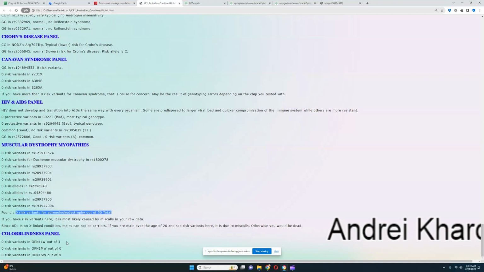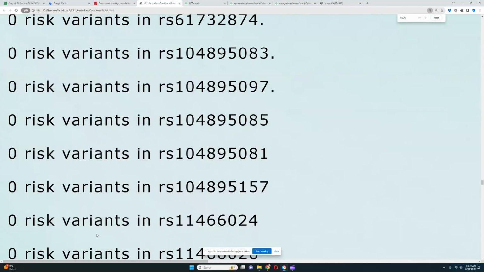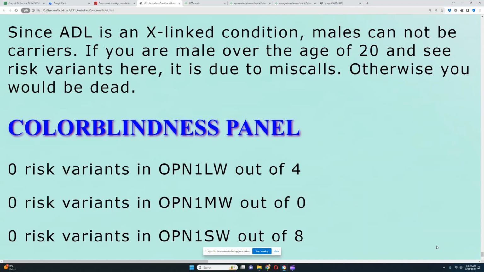And for color blindness, it's at the very bottom. You might not be able to see. Let me zoom in so you can see what I'm talking about here. So you can see color blindness. He's got zero risk variants in OPN1LW out of 4, so no risk variants for color blindness in this gene.